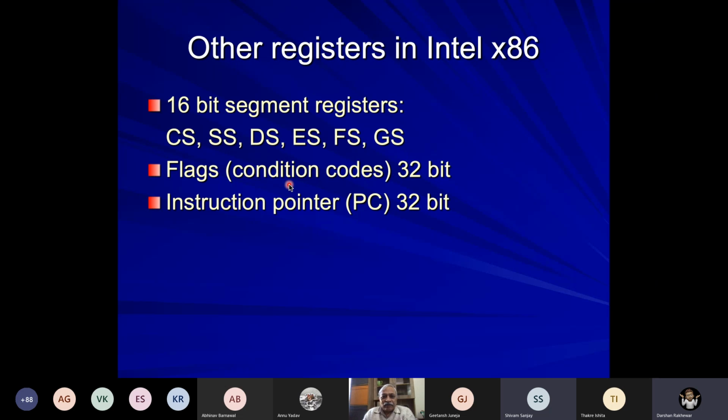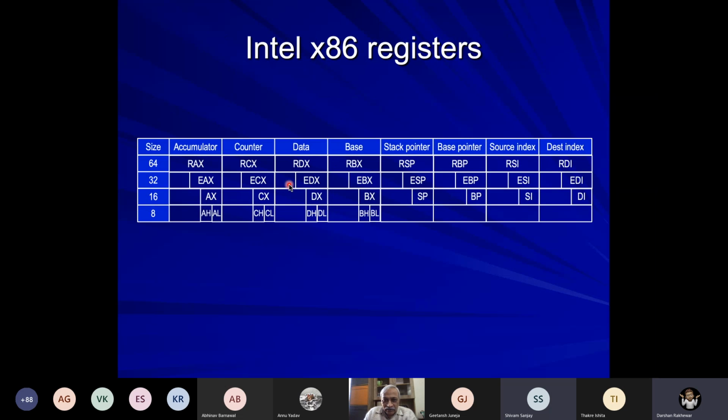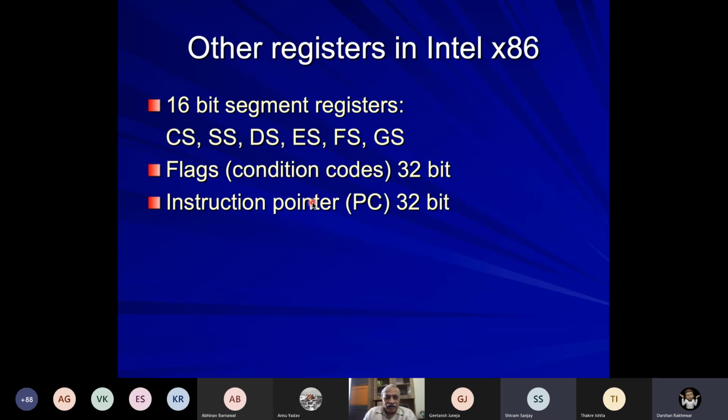There are 16-bit segment registers apart from what I had shown. So this doesn't show the segment registers. There are additional segment registers, which means each segment register specifies a segment of the memory, and then addresses are within that segment. So CS is code segment, then stack segment, data segment, and these are some additional segments.